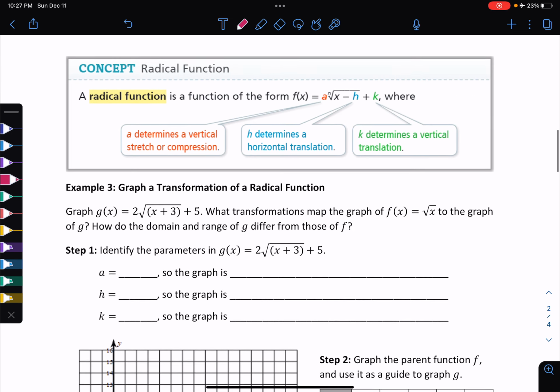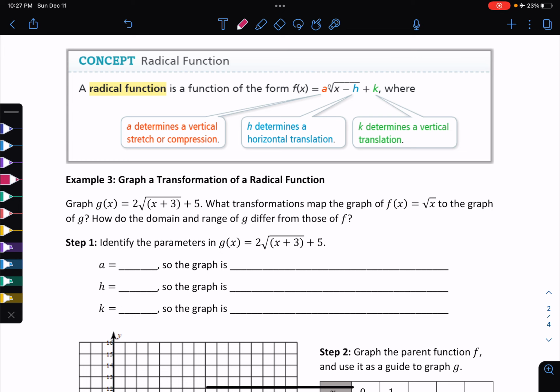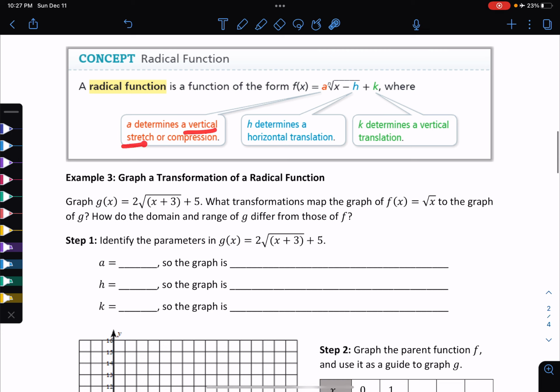All right, example 3, we're going to be looking at this concept that should look very familiar. We have a number in front of our radical that determines a vertical stretch or compression, right? h is going to determine a horizontal translation, so moving left or right. And k determines a vertical translation, so up or down. Okay. So remember that a also determines if it has been reflected. If a is negative, that will cause a reflection.